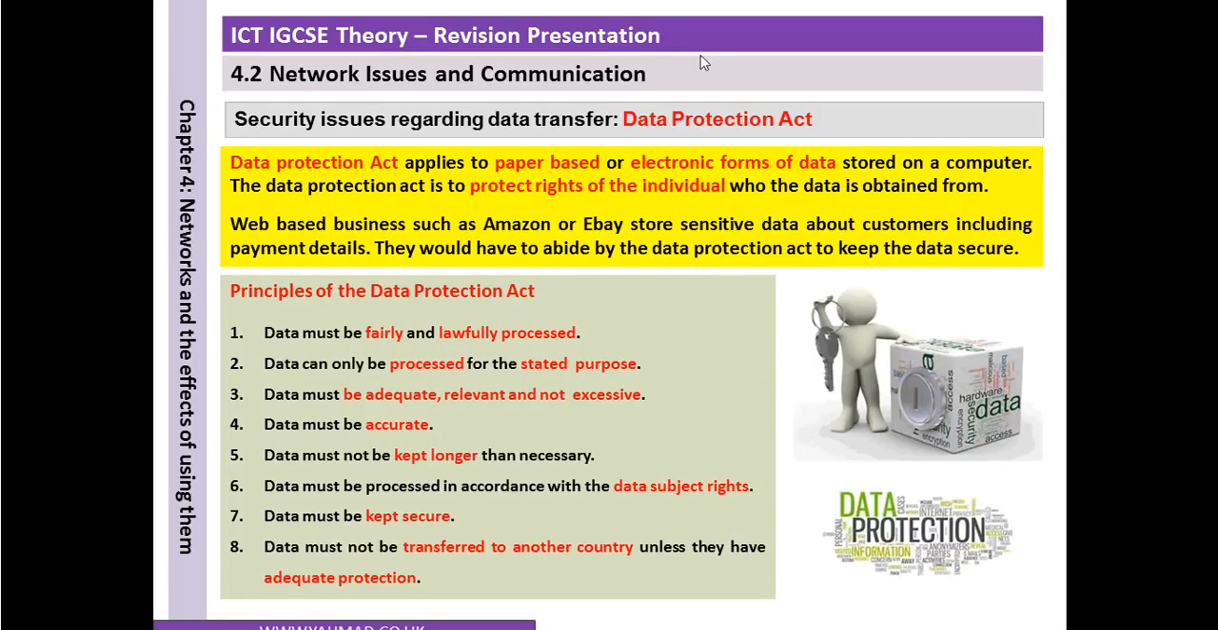Okay, so let's now look at the Data Protection Act. The Data Protection Act applies to paper-based or electronic forms of data stored on a computer. The Data Protection Act is to protect the rights of the individual who the data is obtained from. Web-based businesses such as Amazon or eBay store sensitive data about customers, including payment details. They would have to abide by the Data Protection Act to keep the data secure.